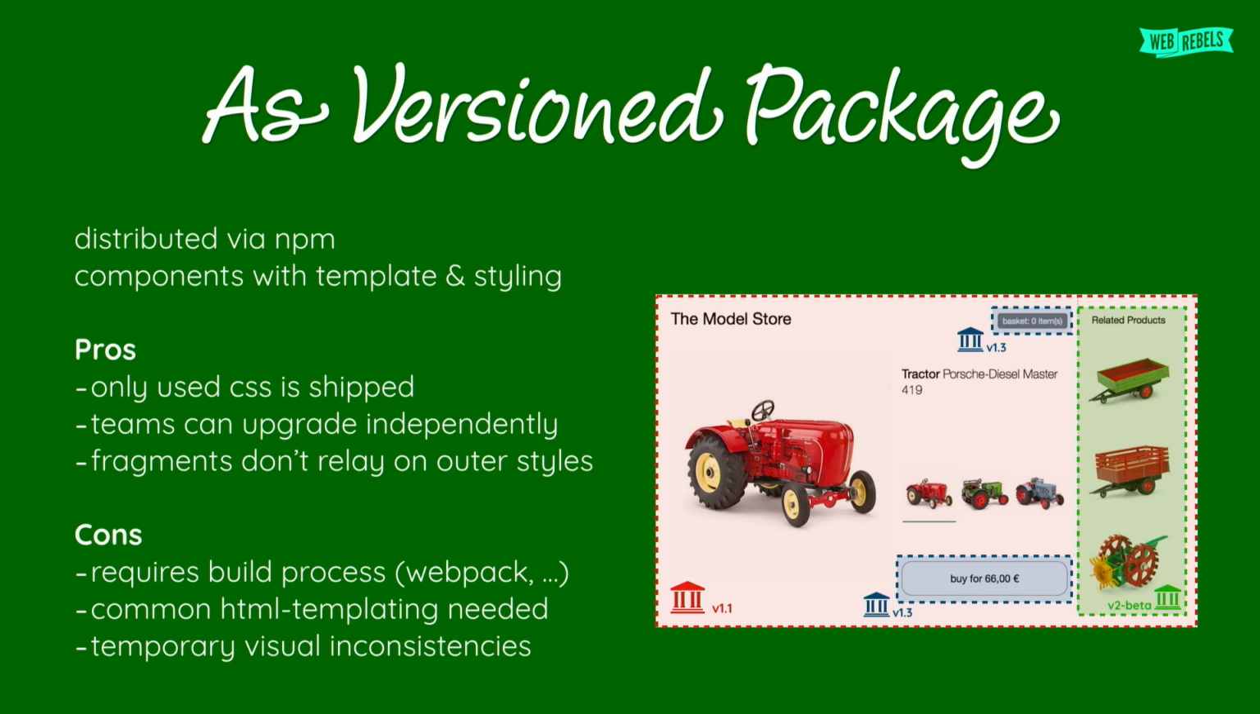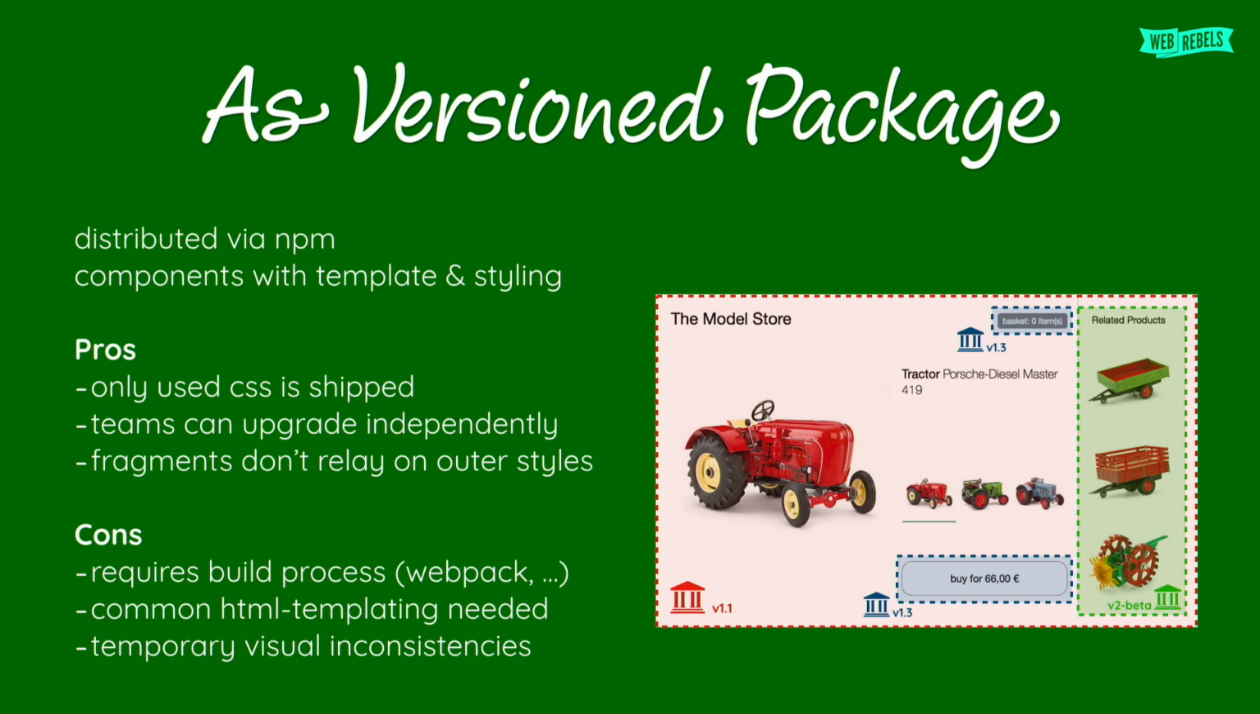Another approach is to deliver a versioned package. So have your pattern library bundled and delivered as one NPM package, and this package contains not only the styles but also real components, so an HTML template that the teams can just use. If they want to instantiate a slider, for example, they can just use the slider component and don't have to know all the internal markup.